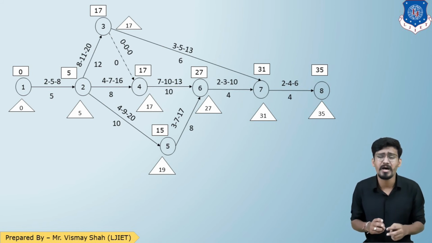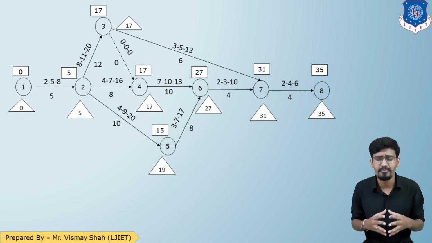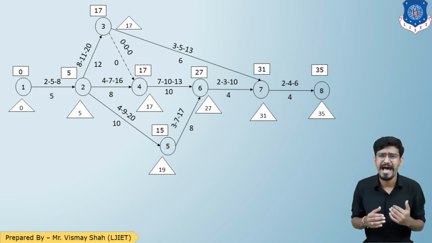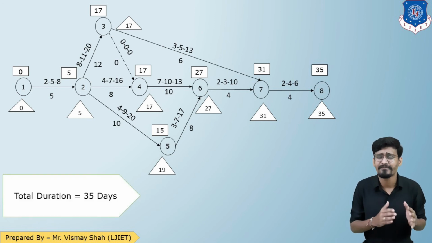Now for event number 2, there are three ways: 3 to 2, 4 to 2, 5 to 2. So the minimum will be 5. And now the last, 5 minus 5, 0. So we came back to 0. So we got our first answer, the total duration of the project, that is 35 days.